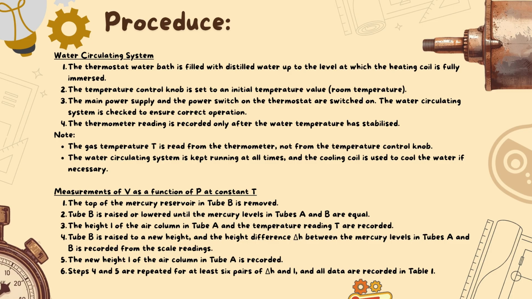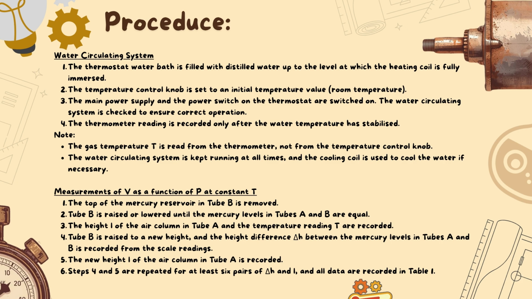The water circulating system is kept running at all times, and the cooling coil is used to cool the water if necessary. Besides that, we will look at the measurement of V as a function of P at constant T. The top of the mercury reservoir in tube B is removed. Tube B is raised or lowered until the mercury levels in tubes A and B are equal to the height L of the air column in tube A, and the temperature reading T is recorded. Tube B is raised to a new height, and the height difference Δh between the mercury levels in tubes A and B is recorded from the scale readings.